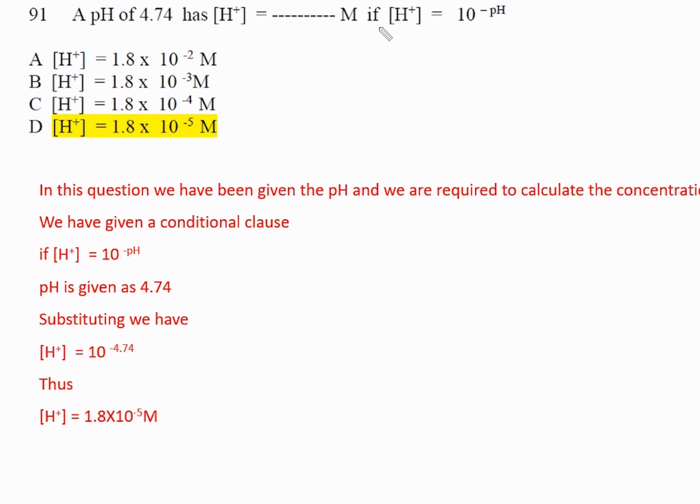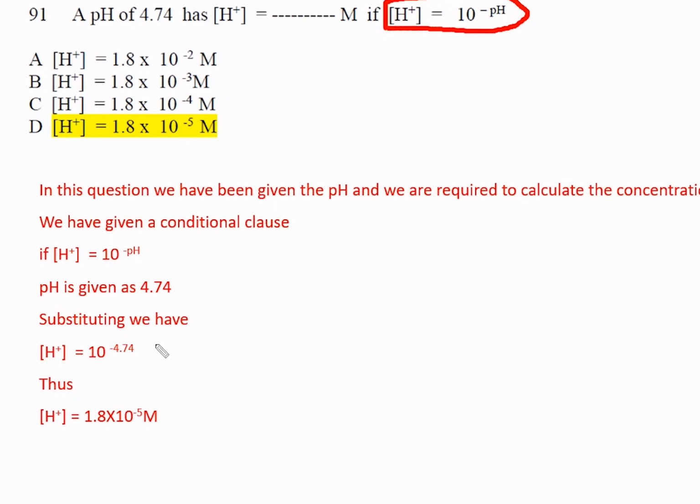Question 91. We're supposed to obtain the concentration because we've been given the pH. In this question, the pH is given and we are required to calculate the concentration of the solution. We have been given a conditional clause where we've been told that the concentration of the hydrogen ion is equal to 10 power negative pH. So that is the statement or the condition that you're going to use to obtain the concentration.